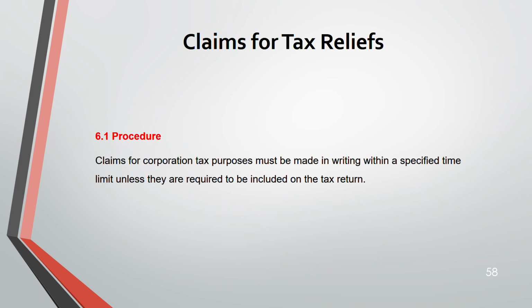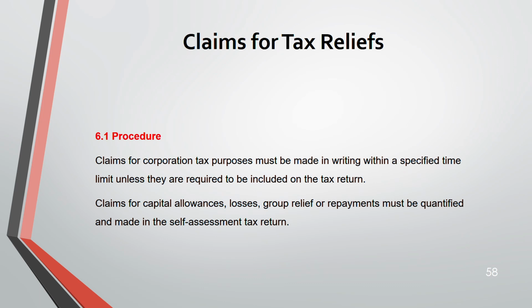So here the procedure, you have to claim within a specified time limit unless they are required to be included on the tax return. You have to do it in writing, same like for a personal taxpayer. So claiming for capital allowance, losses, group relief or repayment must be quantified. You have to quantify them and make it in the tax return. This is the same for an individual taxpayer also. The only difference is individuals are not eligible for group relief. This is only for companies.